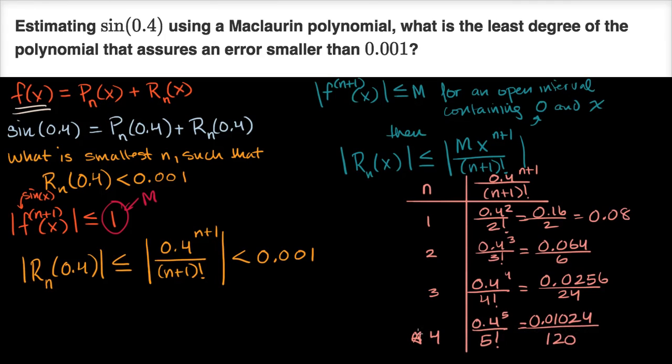So we see that when n is equal to 4, the remainder for our 4th degree Maclaurin polynomial, evaluated at x equals 0.4, is for sure going to be less than 0.001. So there you go. That is the least degree of the polynomial that assures an error smaller than 1,000th.